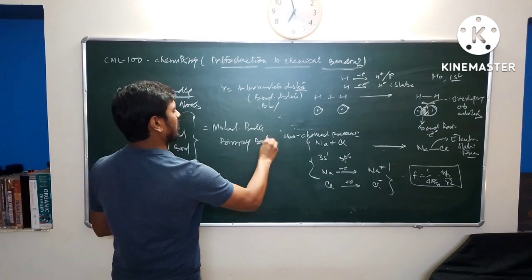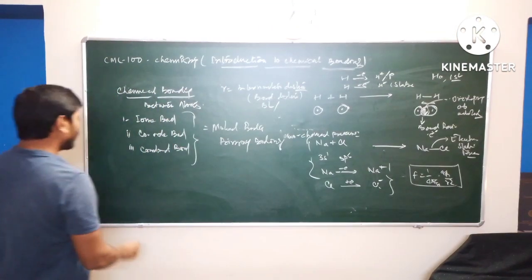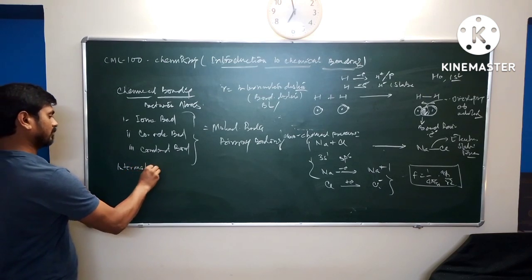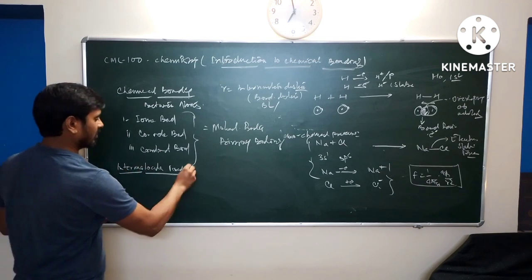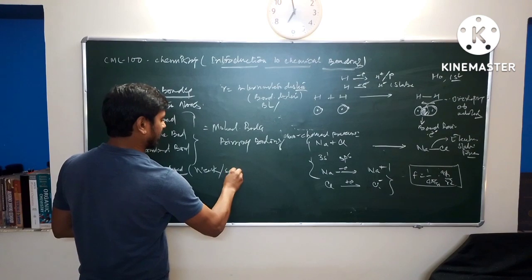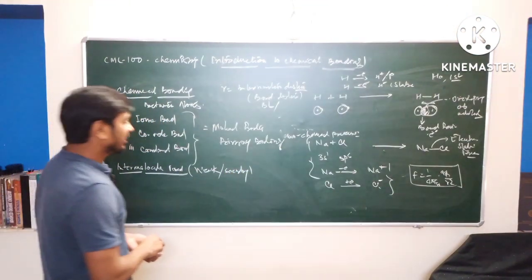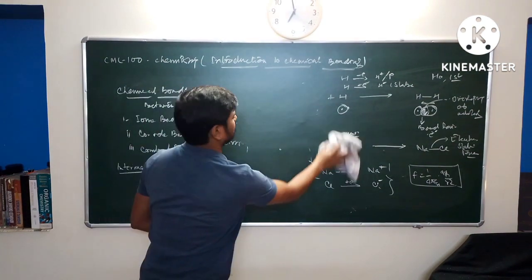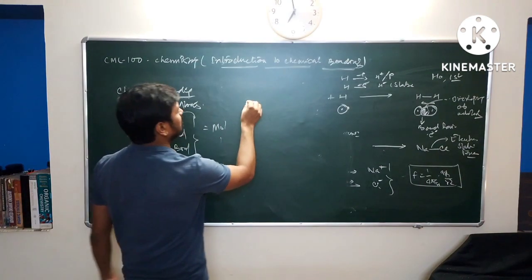bonding. They are primary bonding. This is the primary force of attraction. Intermolecular forces are weak, that is why they are probably called secondary. Okay, and these intermolecular forces can be of various kinds. Let me tell you. These forces can be of what kind?